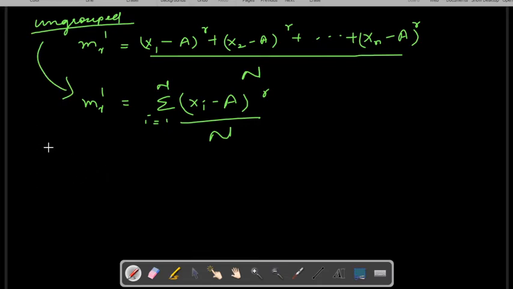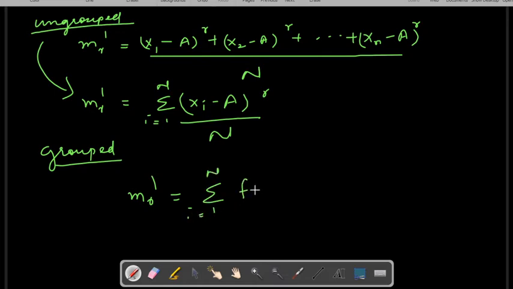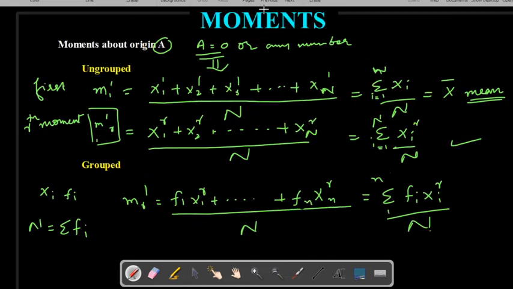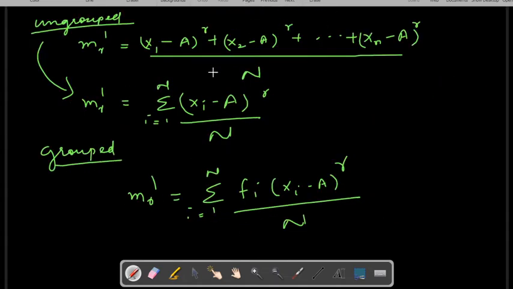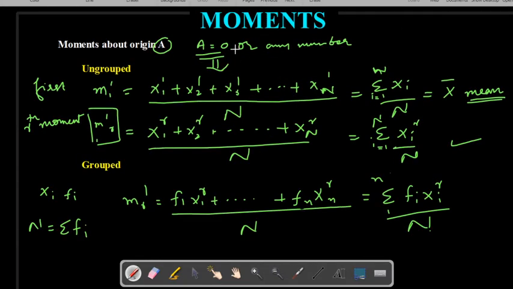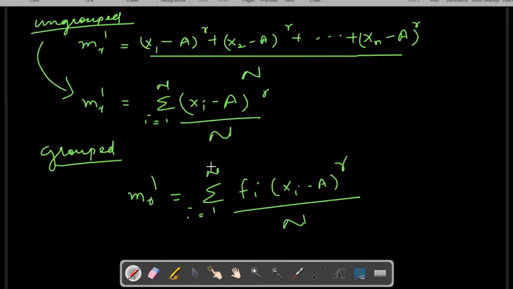If it is grouped data, what will happen? The same formula is applicable with the frequency multiplication. So mr dash can be written as summation for i equal to 1 to capital N of fi into xi minus a whole to the power r, whole divided by capital N. So when a is 0, you will get this formula. When a is not equal to 0, you have to write by subtracting. So both cases I have written: a equal to 0 and a any other number that is not equal to 0.